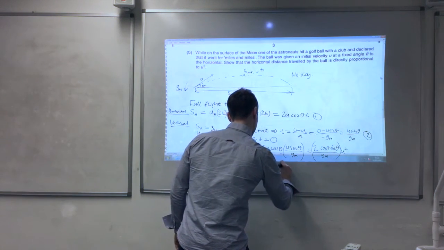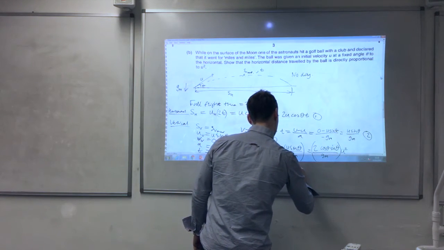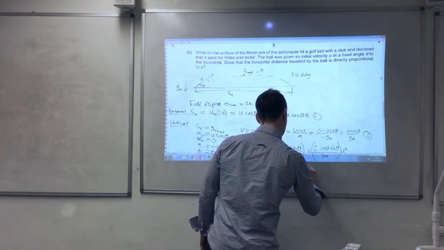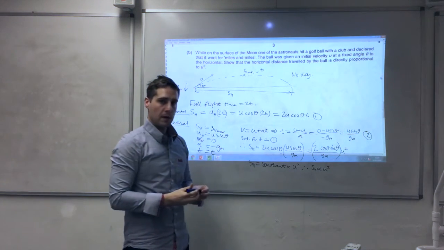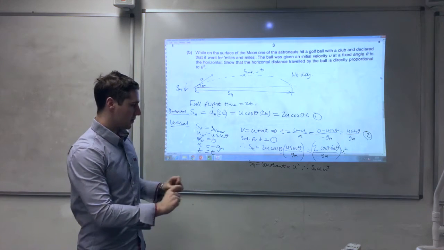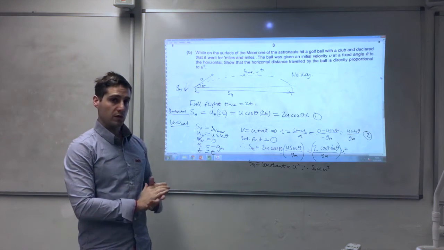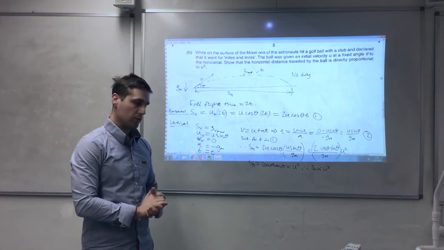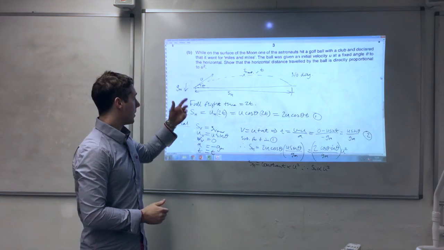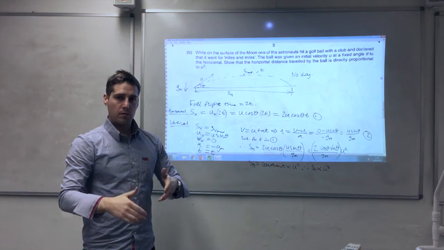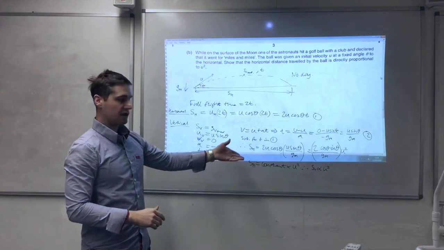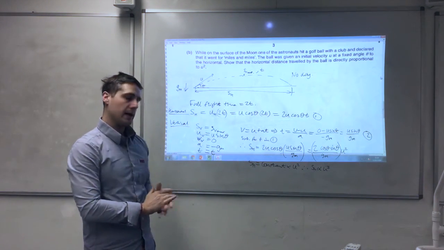Hopefully this will be visible on video. So that means that SH, the horizontal distance, is directly proportional to u squared. That's the only variable there. And that's how I would answer B. I've answered it at greater length than you would have to do for an exam, but just to show everything and explain everything in full.